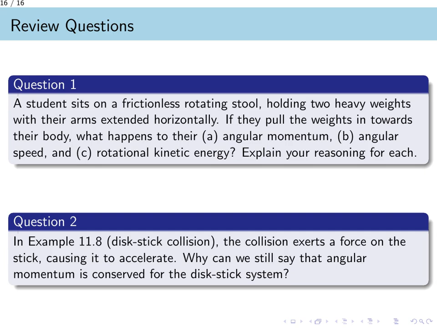This is because the student does work to pull the weights in, converting their own chemical potential energy into the system's kinetic energy. The second question refers back to the disk and stick collision. It asks why angular momentum is conserved even though a force is clearly exerted. The key is that the force between the disk and the stick is an internal force to the system. The stick exerts an equal and opposite force back on the disk. These internal forces create torques that cancel each other out. With no net external torque, the total angular momentum of the system must be conserved.